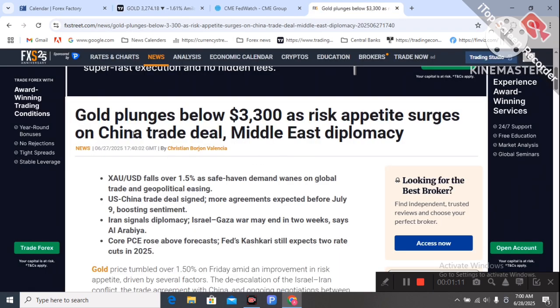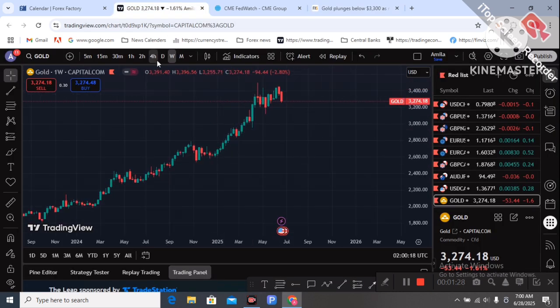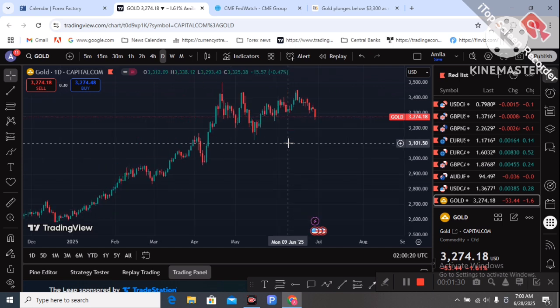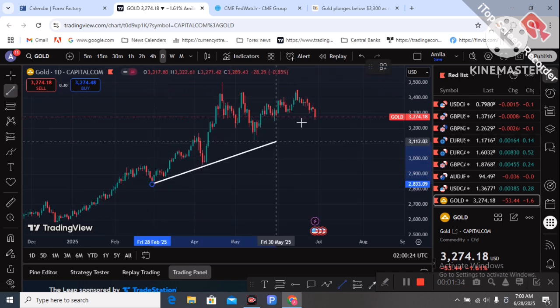Those are the reasons. The FX Street website mentioned gold plans below 3,300 as risk appetite surges on the US China trade deal and Middle East diplomacy. That is what they mention. So gold is the safe haven asset, and last week safe haven demand dropped. That is the main reason for the gold drop to the downside.